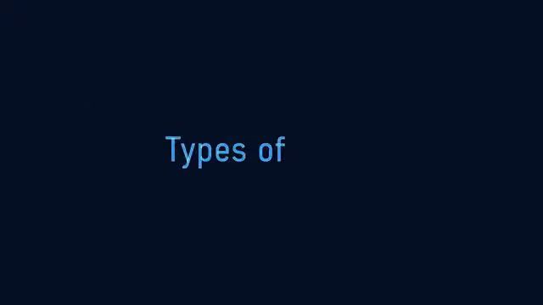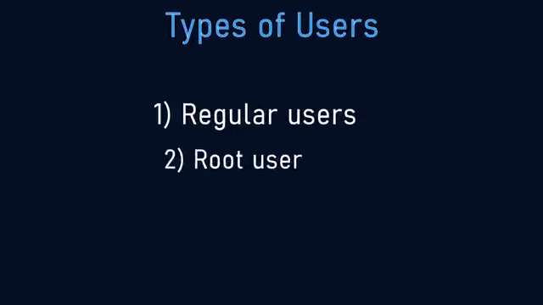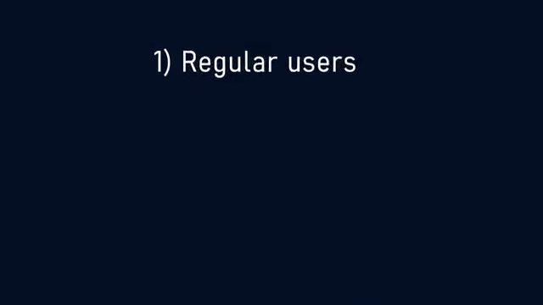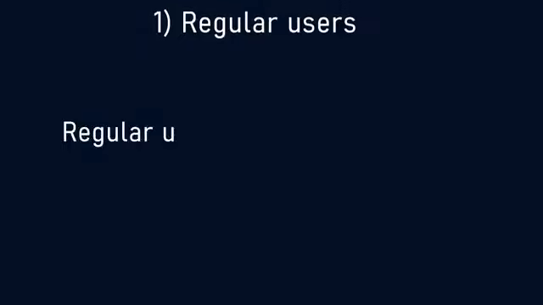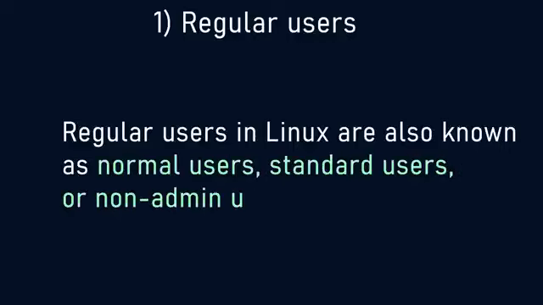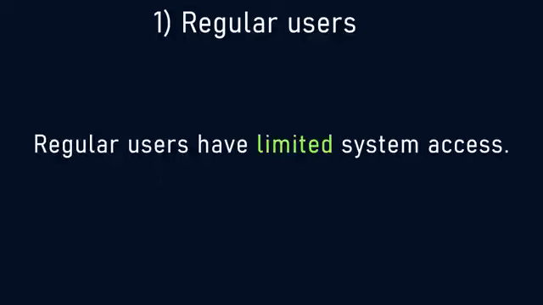Now, there are three types of users in Linux. Not only in Linux, but in Windows as well. There are three main types of users: regular users, root user, and system users. Let's start with regular users. Regular users in Linux are also known as normal users, standard users, or non-admin users. Regular users have limited system access.